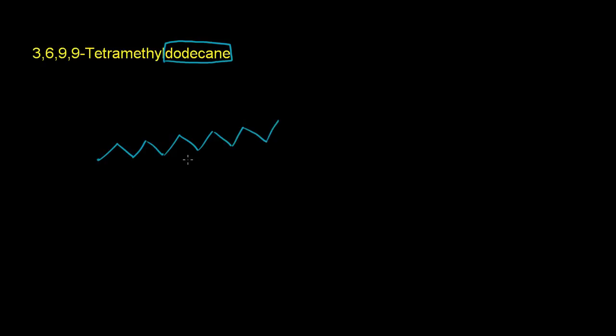And so we can just number them arbitrarily, just because I could have drawn this any which way. So it's 1, 2, 3, 4, 5, 6, 7, 8, 9, 10, 11, 12. That's the dodecane, all single bonds. And then we have a 3,6,9,9 tetramethyl.